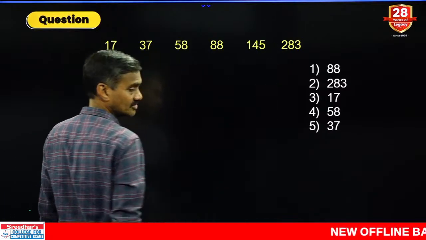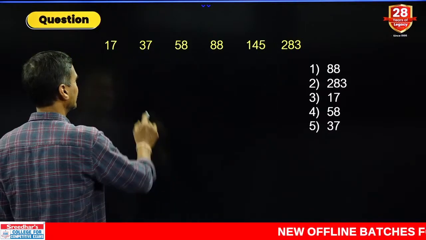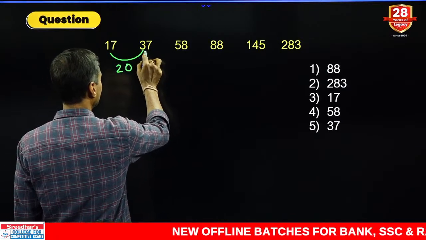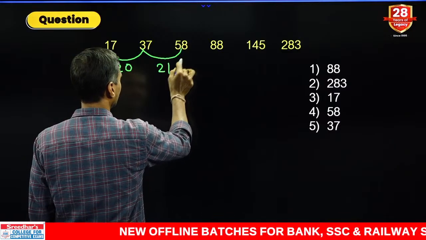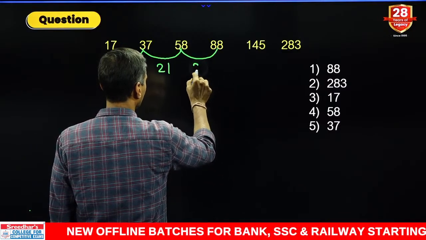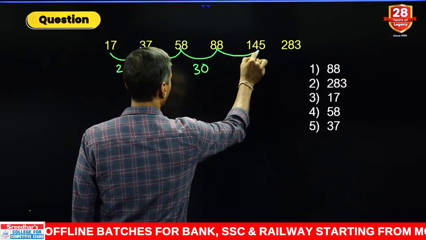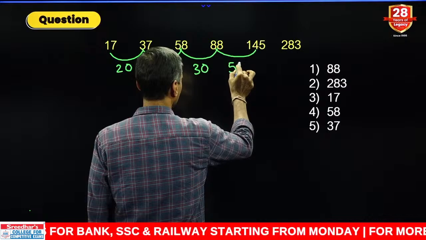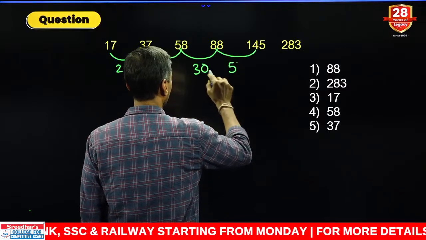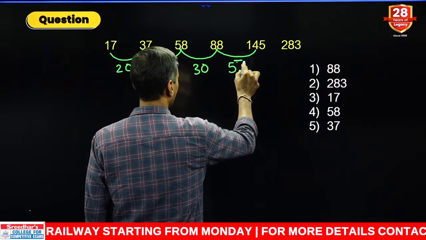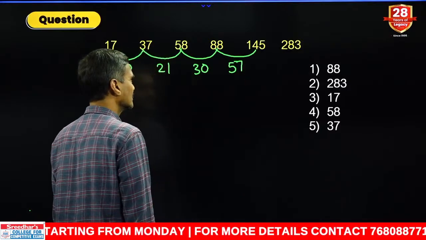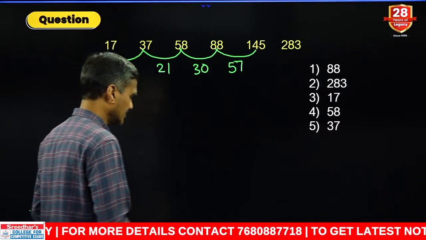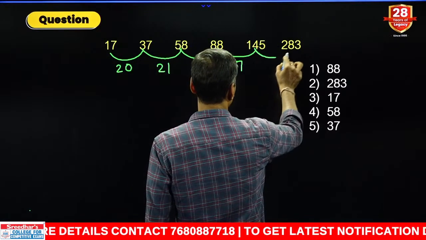145 into 2 is how much? 290. It is not at least double. It must be under difference. 17 and 37, the difference is 20. 37 and 58, the difference is how much? 21. And 58 and 88, the difference is 30. And 88 and 145, the difference is how much? 88 and 12 plus 45, the difference is 57. And next one, 145 and 283. Now tell me what is the difference between these two here? 138.